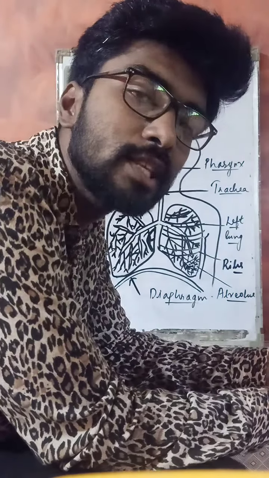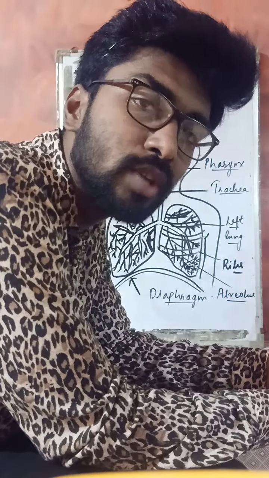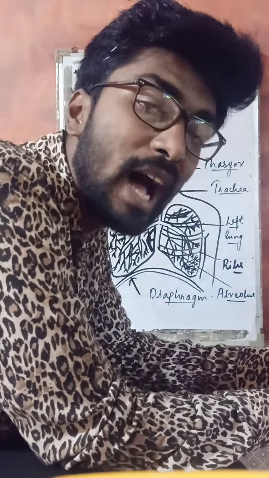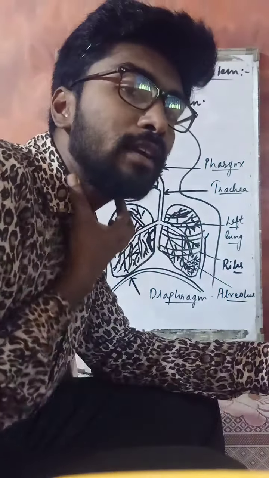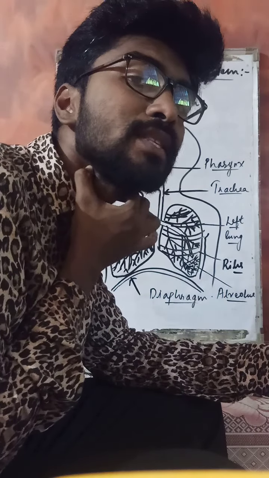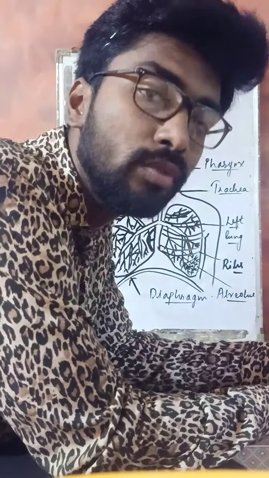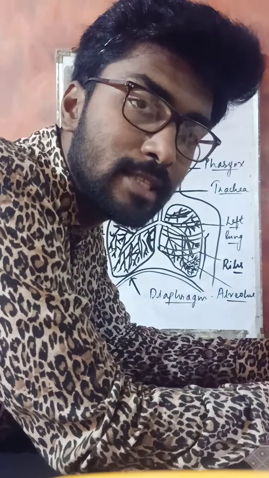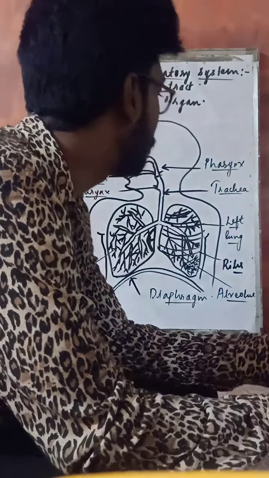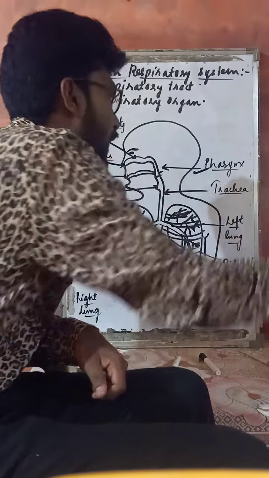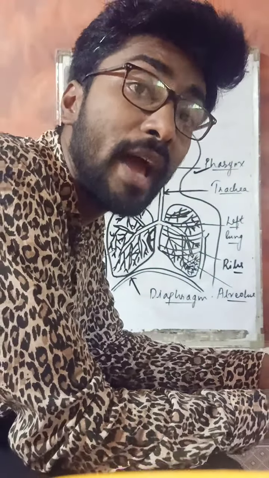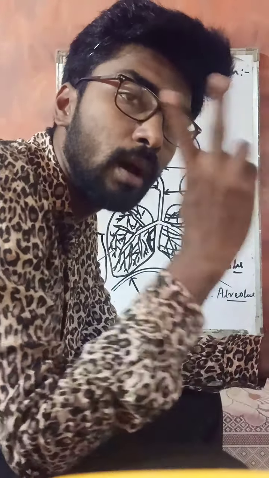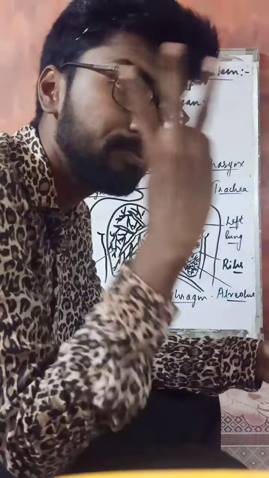Now, this pharynx generally has a small mass of lymphoid tissue, and that mass of lymphoid tissue exactly present here is called the tonsils, right? Whenever there is an infection of the tonsils, we call it tonsillitis, and whenever there is an infection of the pharynx, we generally call it pharyngitis. So that's what about the second part, the pharynx.